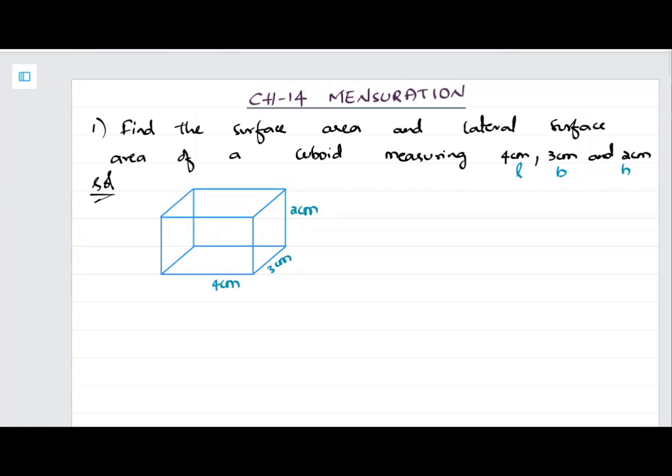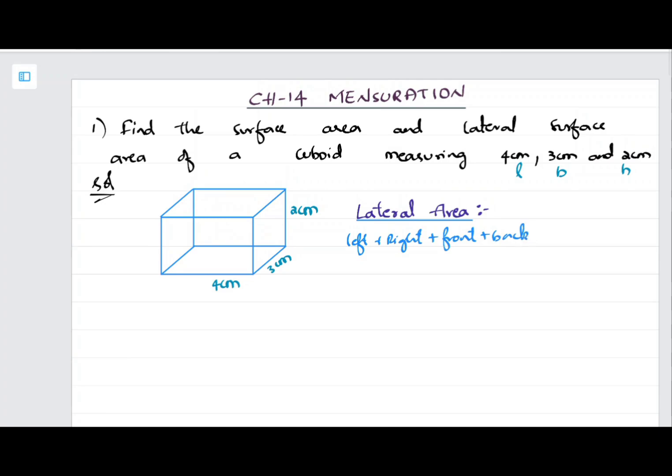So what is the difference between surface area and lateral surface area? Lateral surface area means 4 sides, not the front and not the top and bottom. All the 4 sides: left plus right, plus front plus back.